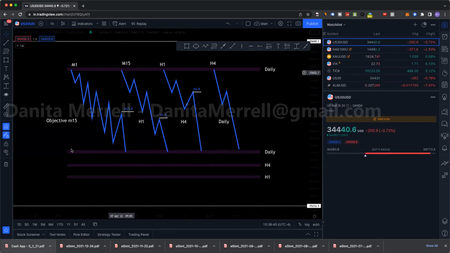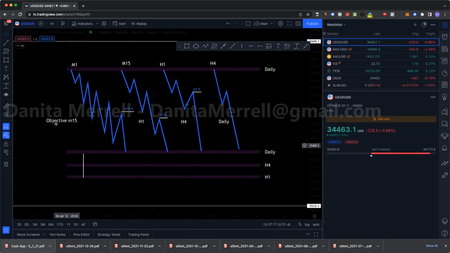Which we can say is possibly a wick of the daily time frame. So let's consider this a wick. So when we have M1, what's our objective? It's always M15, right? When we have M15, our objective is H1, H1 is H4, H4 is daily, okay? So we understand that. And this is the same trend, right? So on here, obviously you're going to have less pullbacks because you're on a higher time frame.